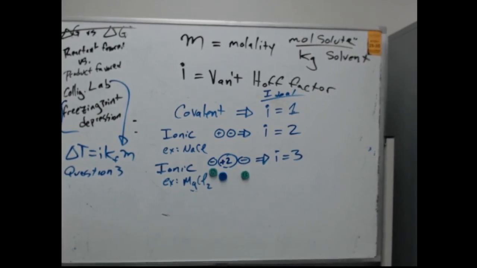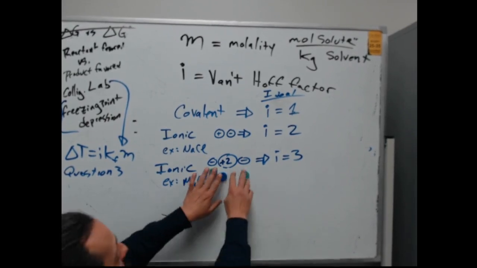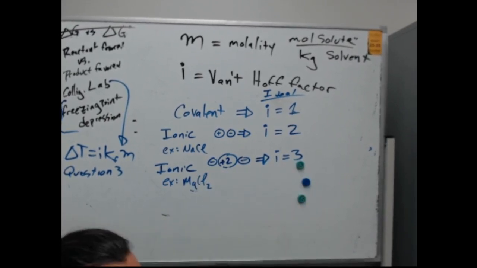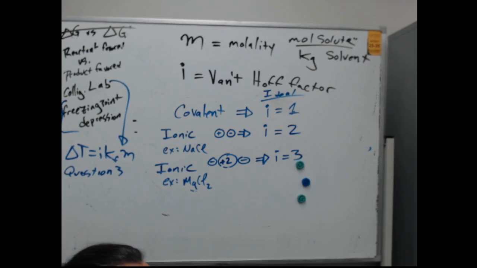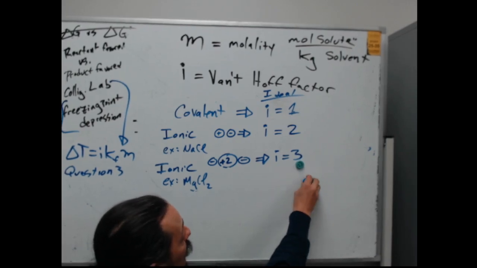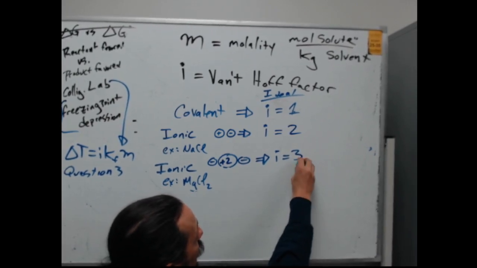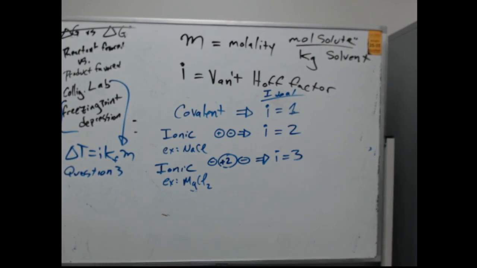So when I start thinking about the entropy, I've got to take into account that there are 3 objects that are going to affect the entropy, the number of microstates, the number of ways that all my molecules can rearrange. So that's going to affect the entropy in ways that I might not have expected. So that's the ideal Van Hoff factor. You just look at how many ions there are.